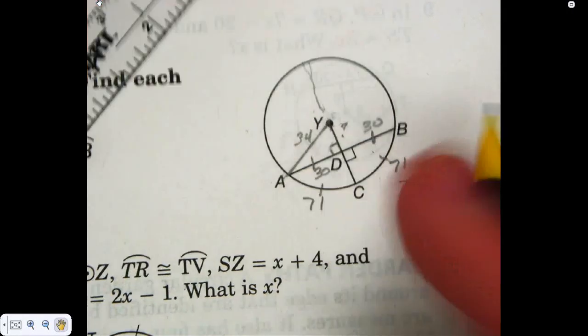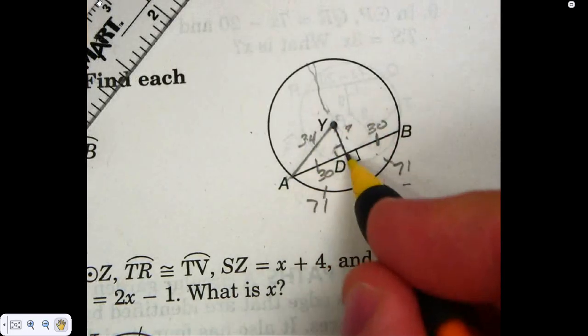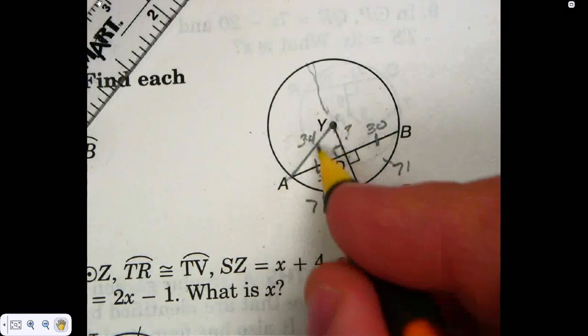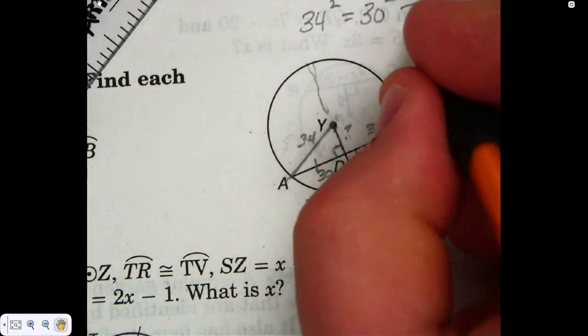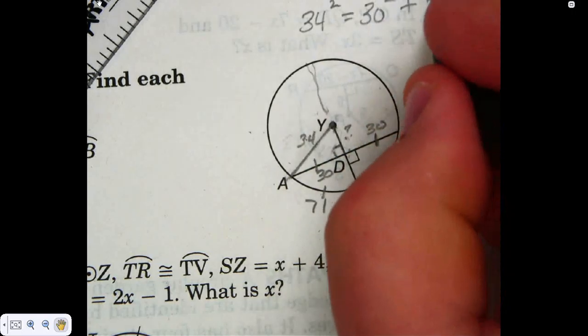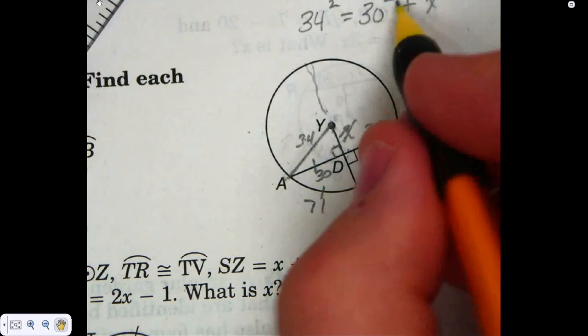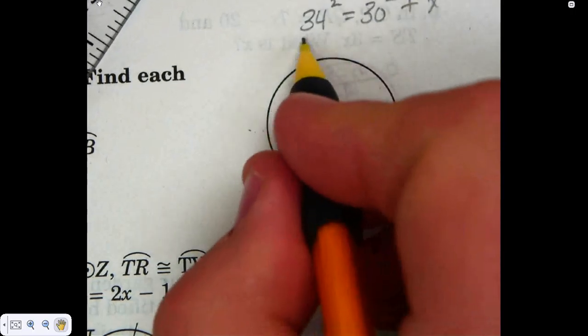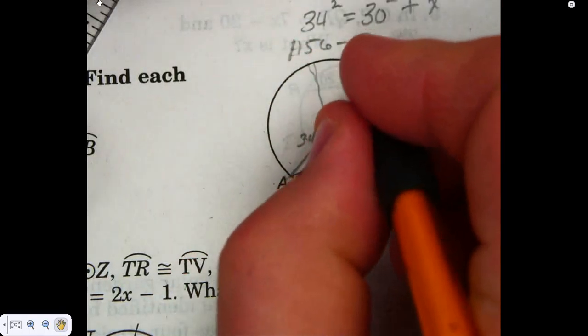So then I created a what type of triangle? Where I know the hypotenuse is 34, so 34 squared is equal to, one of the legs is 30, so 30 squared plus YD, so we'll call it X squared. Now I solve for this. What's 34 squared? 1156. So 1156 minus 30 squared is what? 900 is equal to x squared.